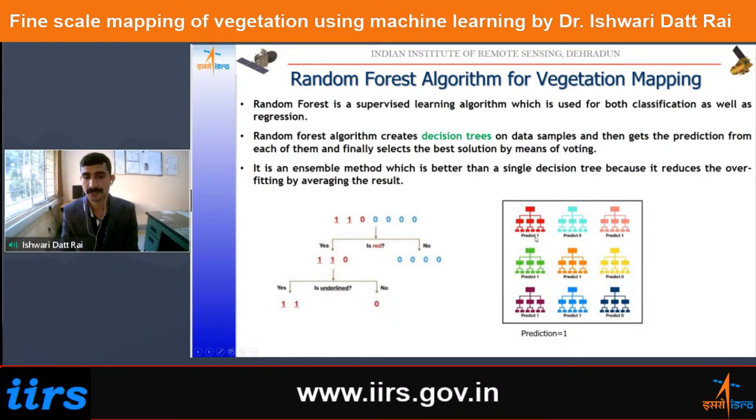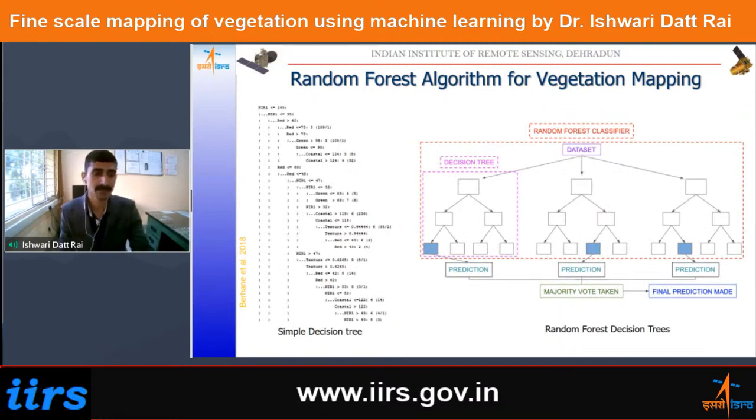Each of these trees predicts a class. Based on the votes, in this case you can see this tree predicts one, and this zero, then one, and further one. So the majority of votes is towards the prediction one. So the data set trained for a particular class on the remote sensing imagery will finally predict class one for a pixel in the satellite imagery or the data set.